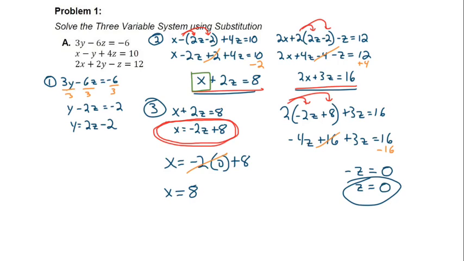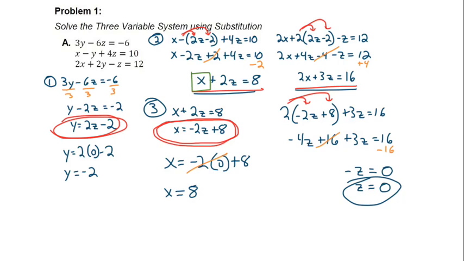Big jump. Big problem. Oh, look at this one over here. Same one over here. Look at that one. If I plug in z for that one, I get y. Y equals 2 times 0 minus 2. So y equals negative 2.